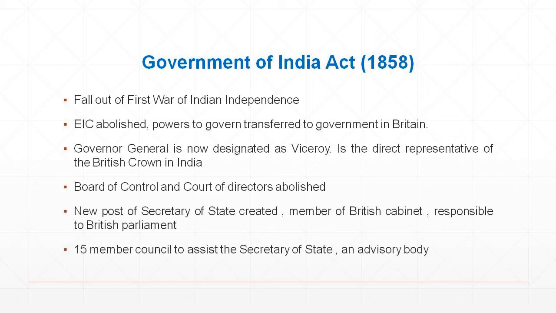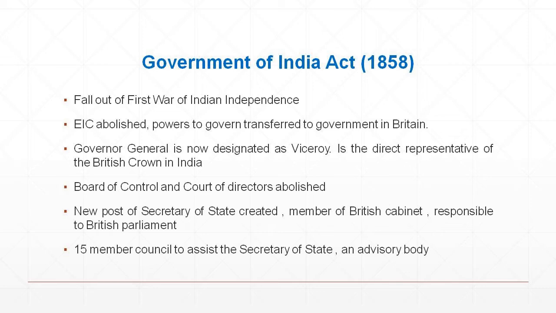It ended the system of double government by abolishing the Board of Control and Court of Directors. The very reason Board of Control came into existence was to supervise and check the Court of Directors, that is, people who are managing the East India Company. But now that East India Company does not exist, there is no need for a Court of Directors and hence for a Board of Control as well.